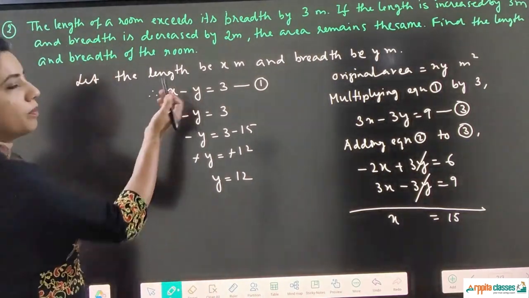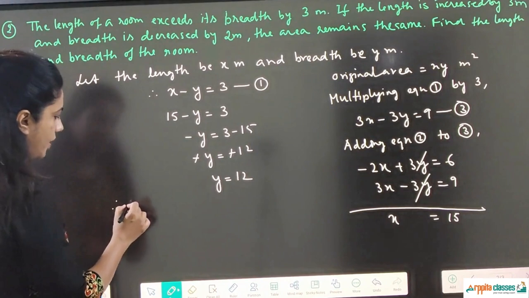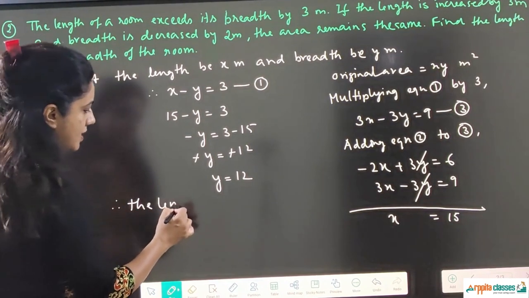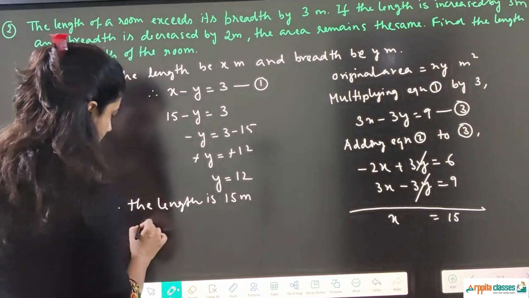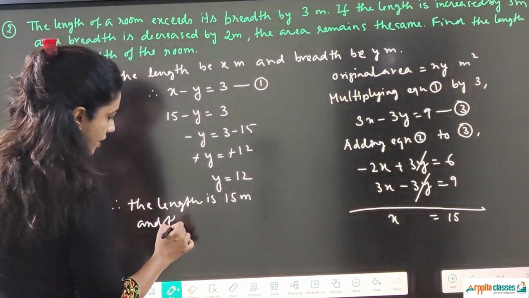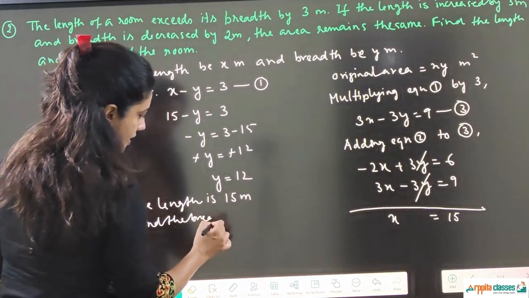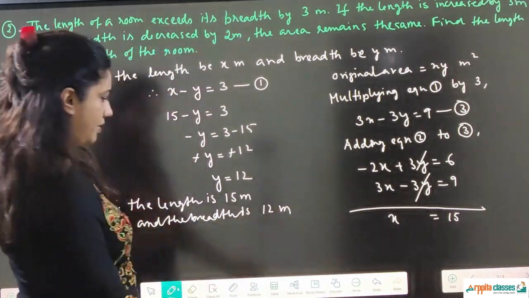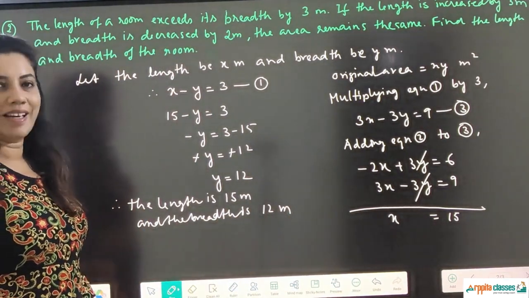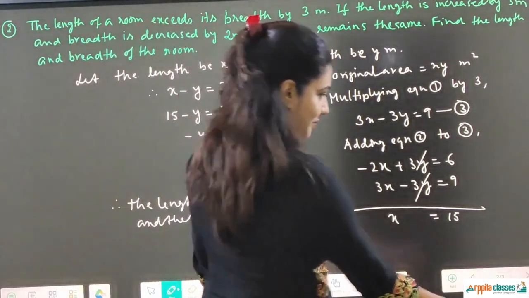Find the length and breadth of the room. They are asking for that only. Therefore, the length is 15 meter and the breadth is 12 meter. That is asked. Okay. Let us go to the next question.